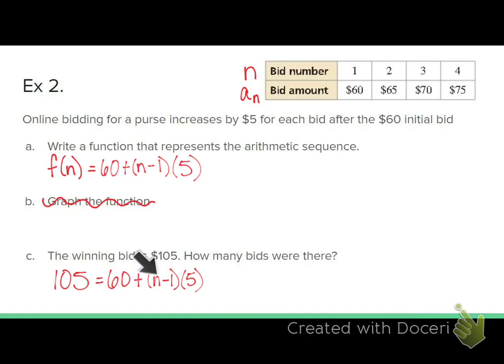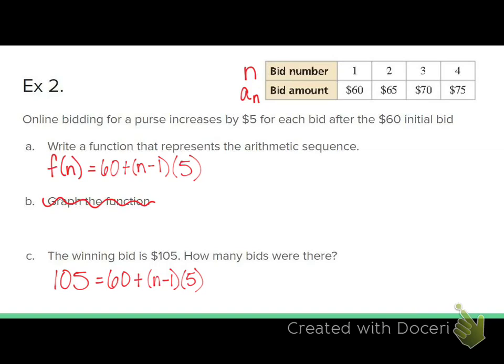When we figure out n, we'll be able to know how many bids there were, because n was our bid amount. So there are a couple ways to go about this. Anybody have a feeling about what they would like to do first? We're not going to replace the n with anything. We're trying to figure out what n equals. So we're trying to solve for n. That means we've got to get stuff away from it. What's something we could get away from it?